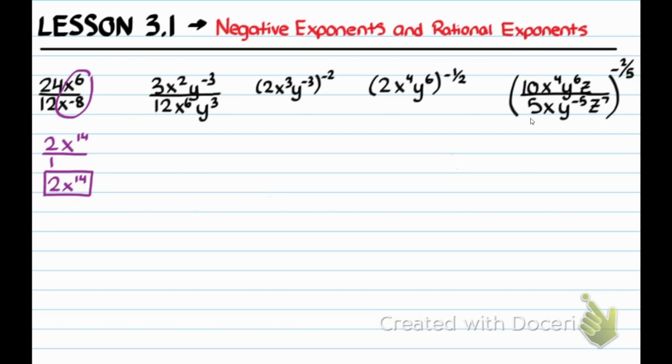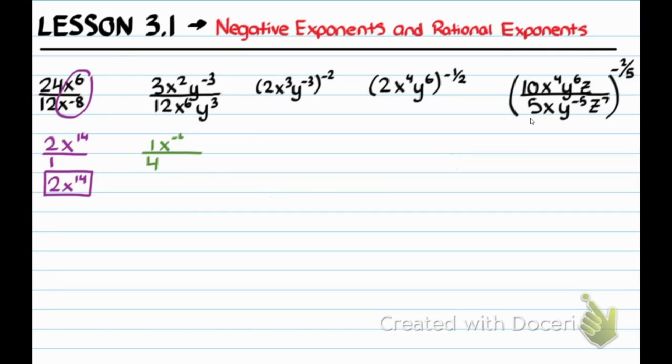Try to simplify. So 3 over 12 reduces to 1 over 4. I'm going to work with my x's. So I have x to the 2nd over x to the 6th. 2 minus 6 is negative 4.